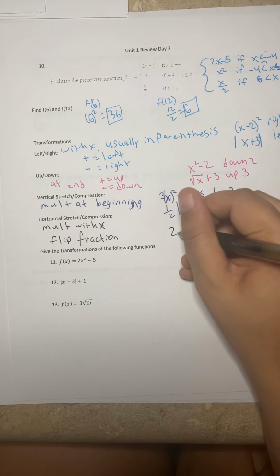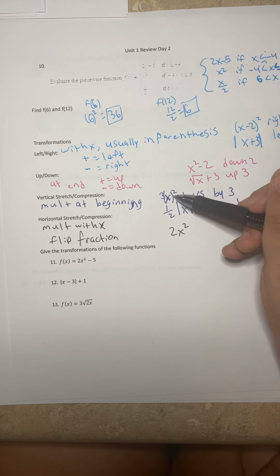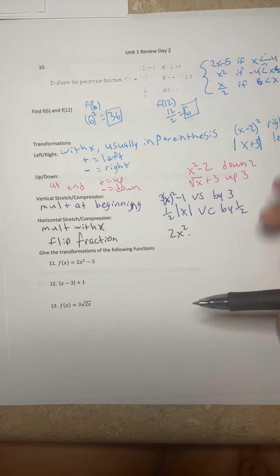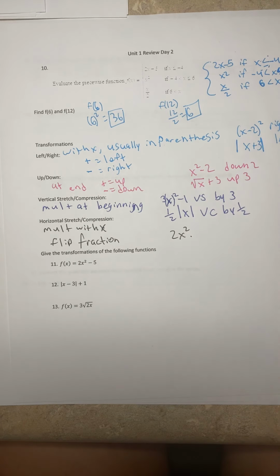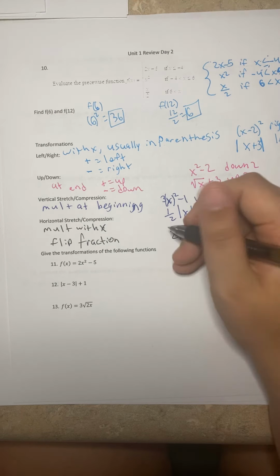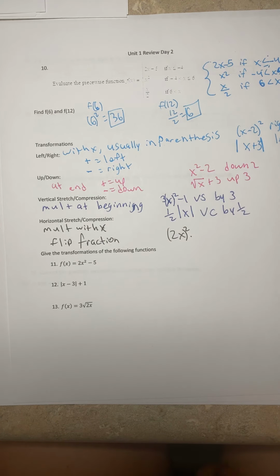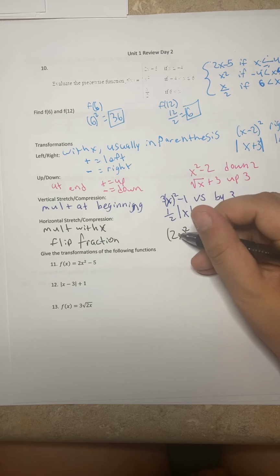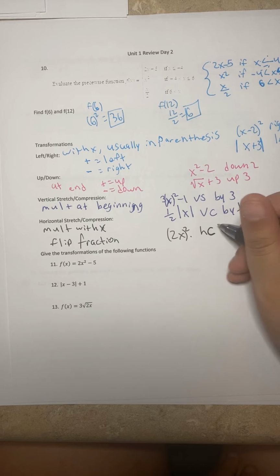So for example, (2x) squared. Notice there's a difference between this function and this one. The 3 is in the very front. It's not technically with x, versus 2x squared is right there with x. Another way to have seen that is if you put it in parentheses with the 2 and then x squared. So that would be a horizontal compression, because if you take 2 and flip it, it becomes 1/2. So that's a horizontal compression by 1/2.